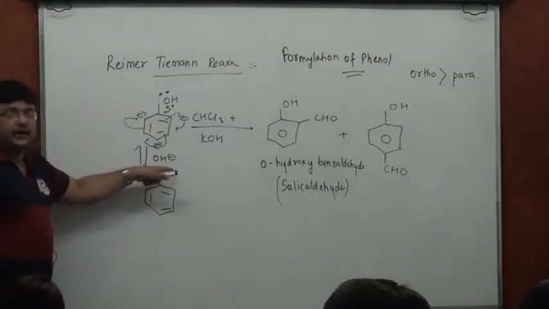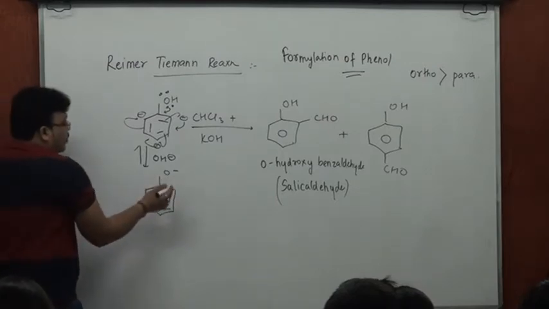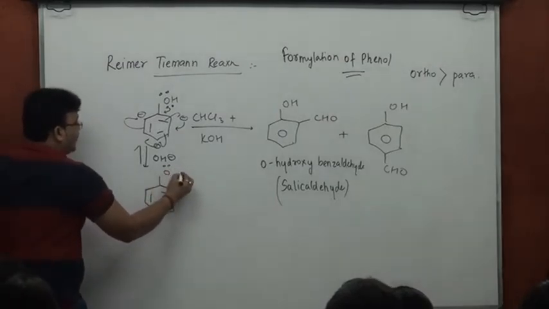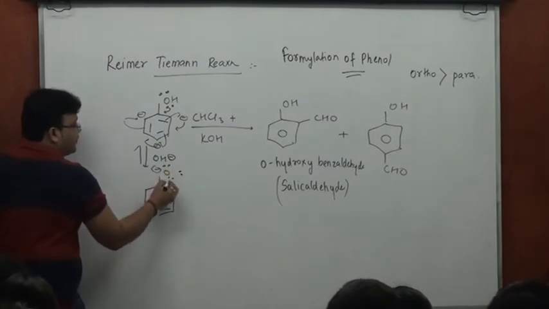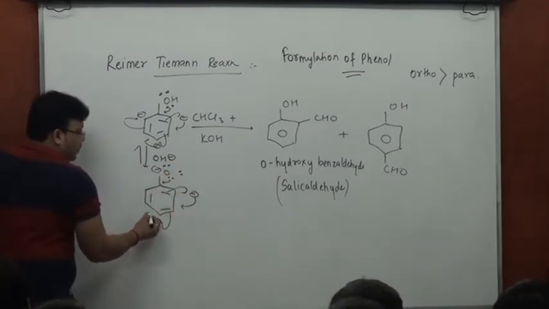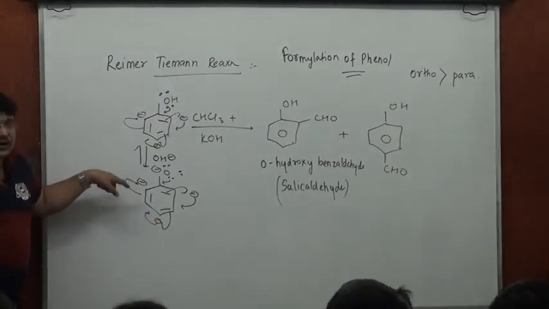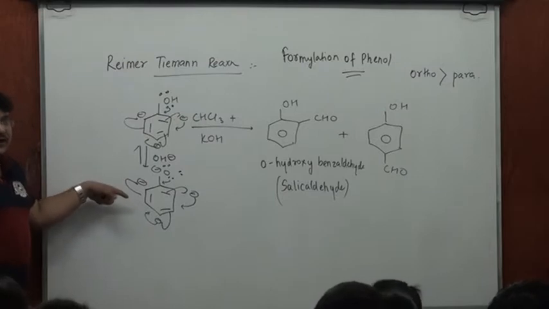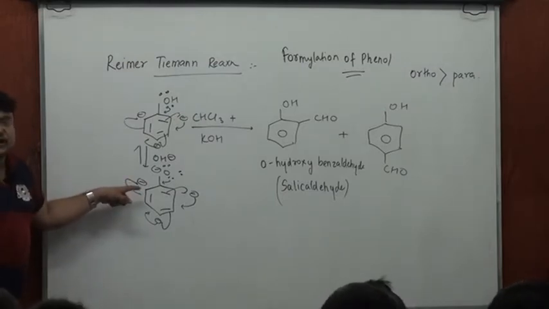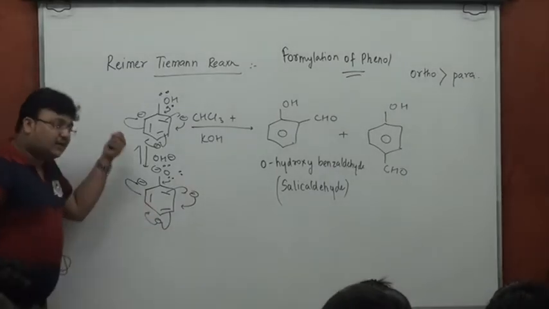O minus will mean here it has three lone pairs. Now when it has more electron density because there are three lone pairs, two things. First of all, because it's electron rich, this ortho-para orientation or activation will be higher, because it contains more electrons. The electron density is higher in phenoxide. Its ortho-para orienting nature will be higher. Phenoxide will be more orienting, more activating than phenol.